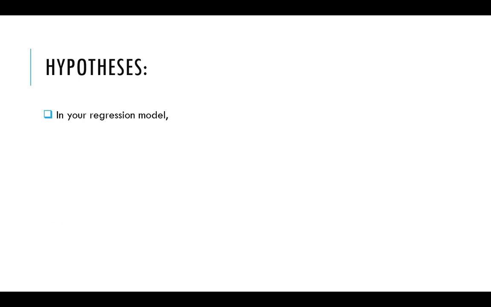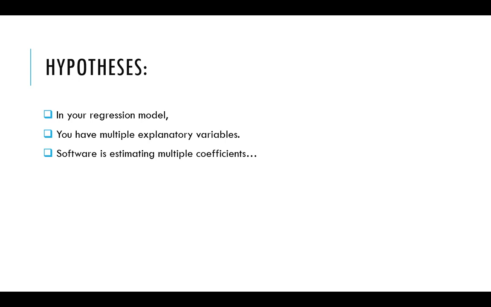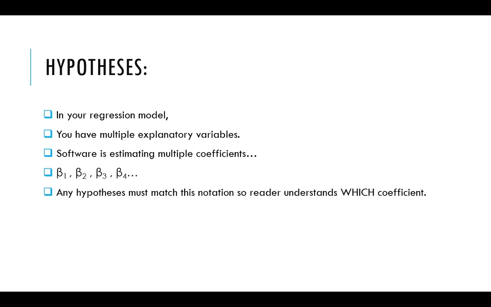Now, let's start by talking about the hypotheses, because in your regression model, you have multiple explanatory variables, right? We're probably not looking at just one explanatory variable. That means your software that you're using, whether it's Excel or R or Stata or SPSS, is estimating multiple coefficients at one time, and your results are going to give those to you. So you have a model with, let's say, 4 explanatory variables or maybe more. So you have a beta 1 and a beta 2 and a beta 3 and a beta 4, and they're all coming back from, in our case, Excel in one table.